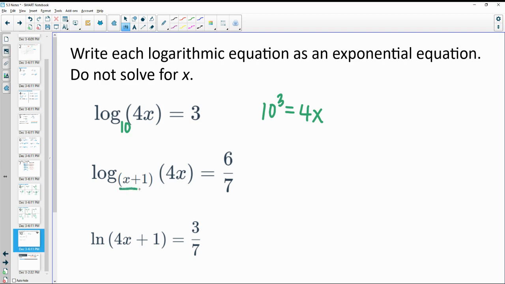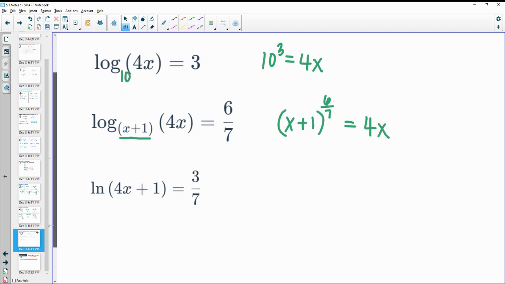Here we would have a base of x plus 1. So this is going to be x plus 1 to the 6/7 power equals 4x. And then this last one has a base of e, since there's no base written for that, and it's natural log. So this is going to be e to the 3/7 power equals that input of 4x plus 1.